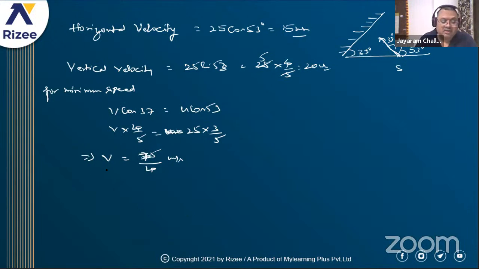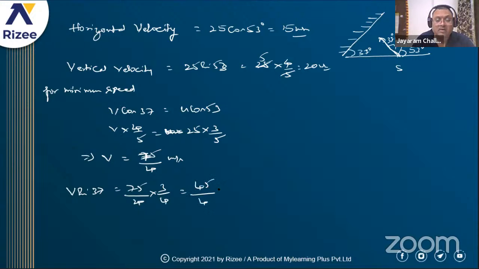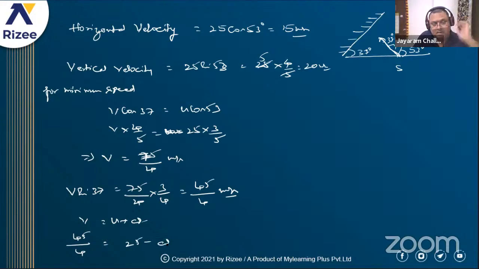This is the condition. Next case, v sine 37 is equal to 75 by 4 into sine 37, in the sense 3 by 5, which is equal to 45 by 4 meters per second. From this, v is equal to u minus gt, which is the velocity of the image only. So 45 by 4 is equal to 25 minus 10t. On solving this, you get the time t is equal to 7 by 8 seconds.